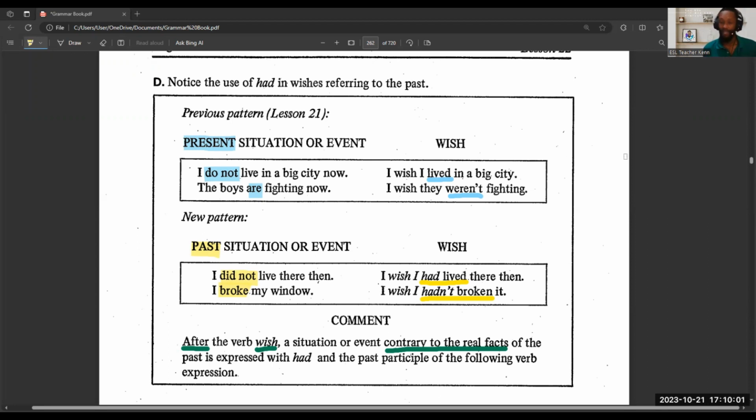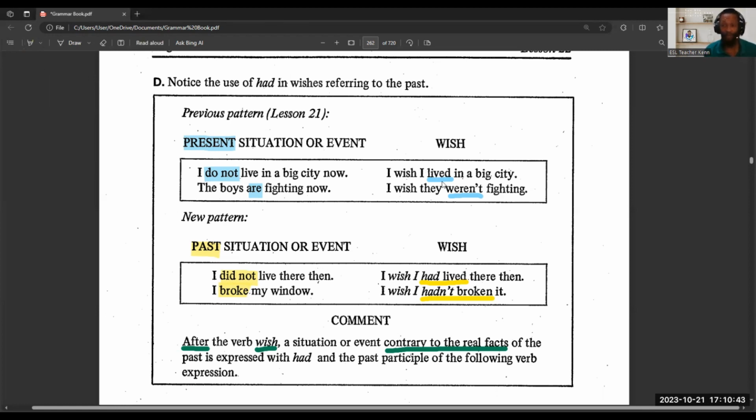Now, let's get on to the topic. Today, we're going to talk about wish, but not about wishes in present. We're going to talk about wishes in past. And what do I mean by wishes in past? We did have a lesson on using wish for present situations. That was back in lesson 21. We're in lesson 22. And we saw that when we were talking about a situation that was in present, we would wish for the contrary in past.